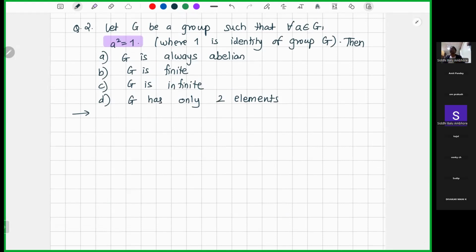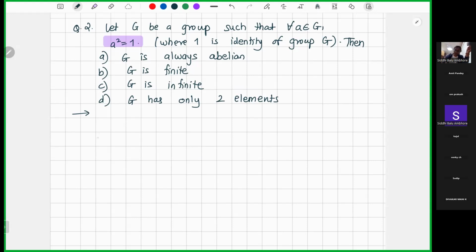Any suggestion, any guesses? A square is equal to 1. See, whatever we say, we have to either prove it or give a counter example. As Amit suggested that option A is true, we have to prove it. So how to prove? Can someone suggest? Anyone has any suggestion?